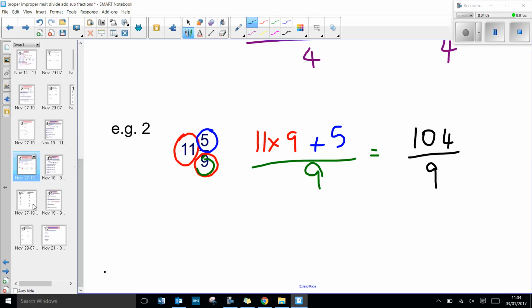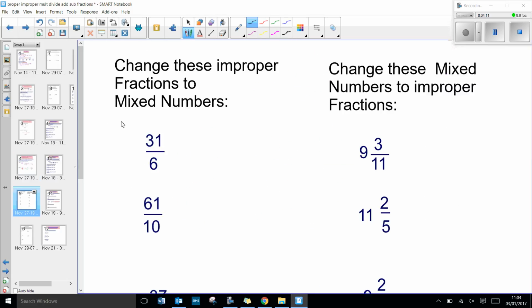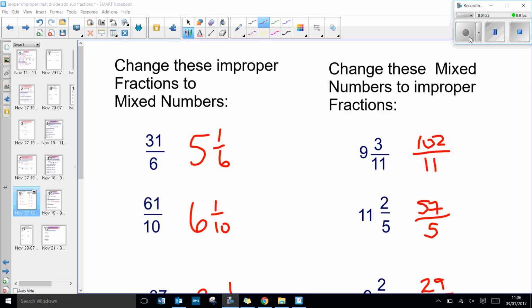So here's a chance for you to have a go at changing some of these from improper to mixed and from mixed to improper. So I'd suggest pausing the video now and then having a go and checking that they're all right. So here you can check to see if your answers are all correct.